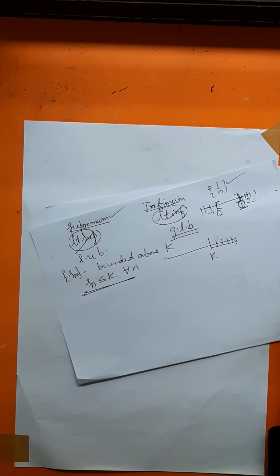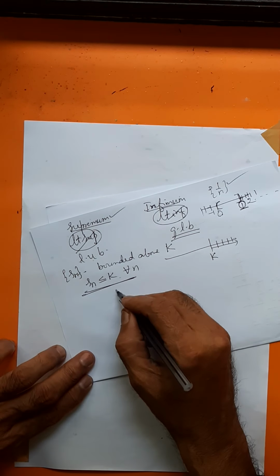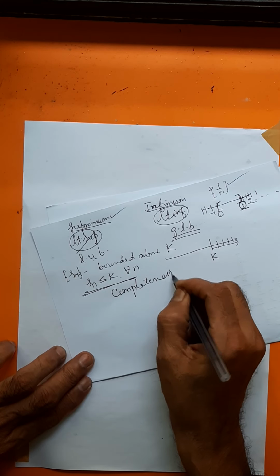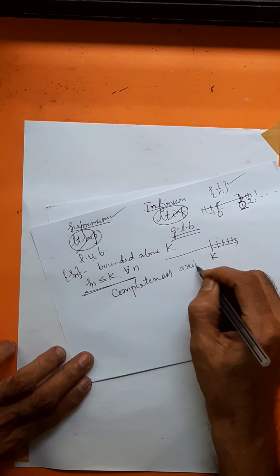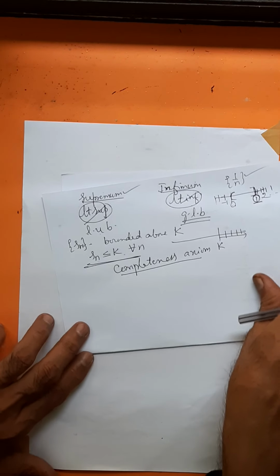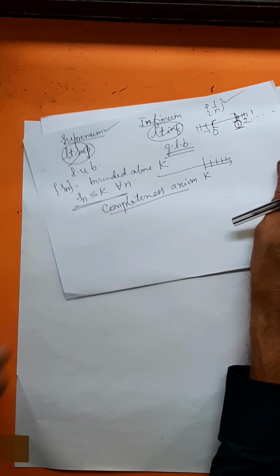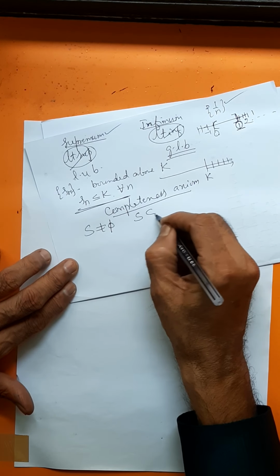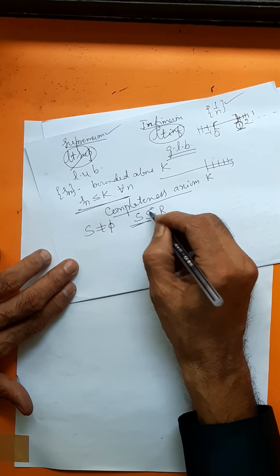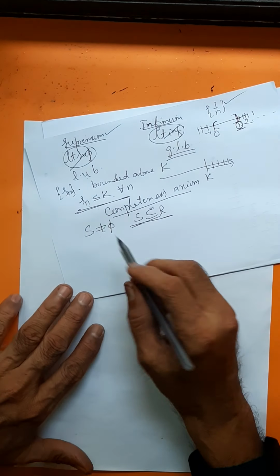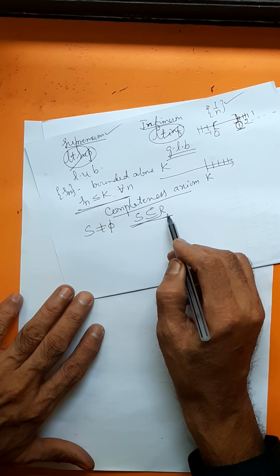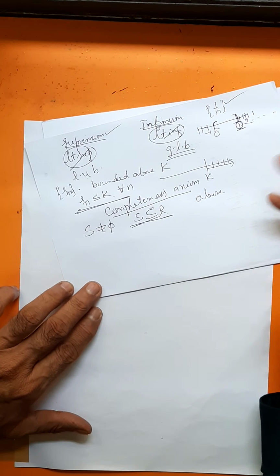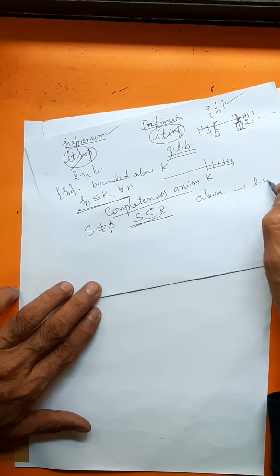You have an axiom called completeness axiom. Right? Completeness axiom. What do you mean by completeness axiom? You take any non-empty subset of real numbers. Say S is a non-empty subset of the set of real numbers. Every non-empty subset of real numbers which is bounded above has a supremum, has a least upper bound.